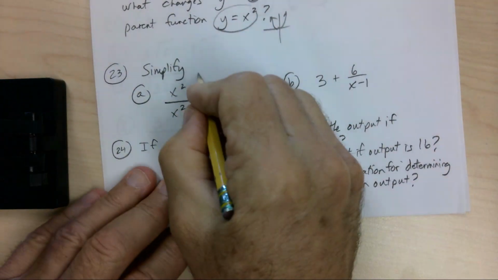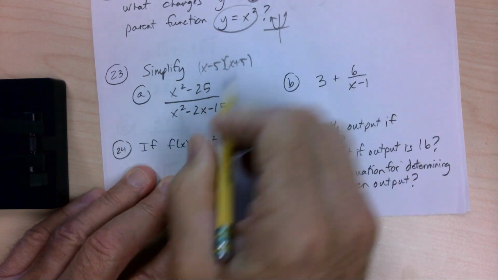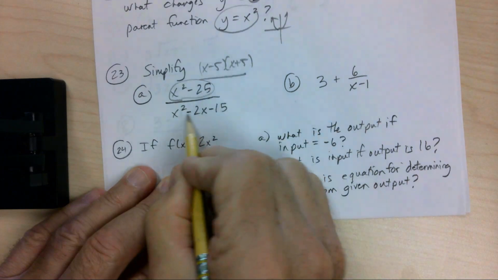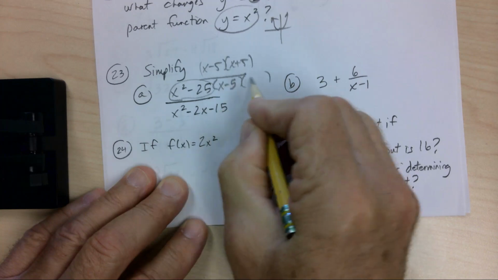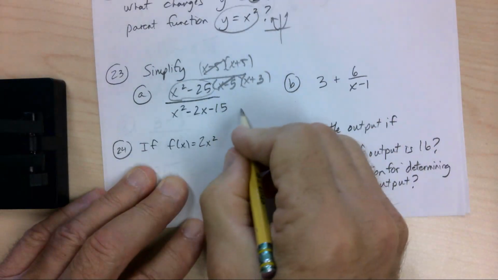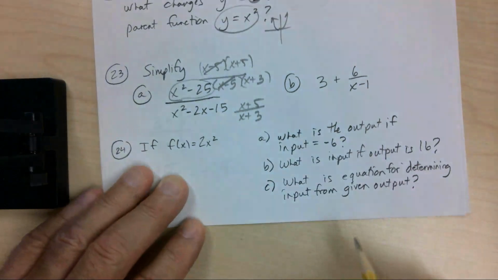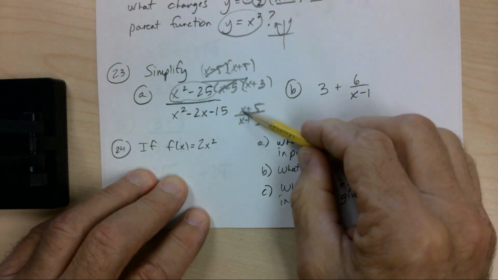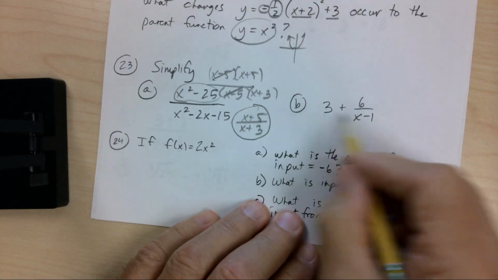Simplify. Well, this factors into x minus 5, x plus 5. It's a difference of 2 squares. This guy is just your classic trinomial. So x minus 5, x plus 3. These cancel. And I would be left with x plus 5 all over x plus 3. And you can't cancel these out. So, dunzos.